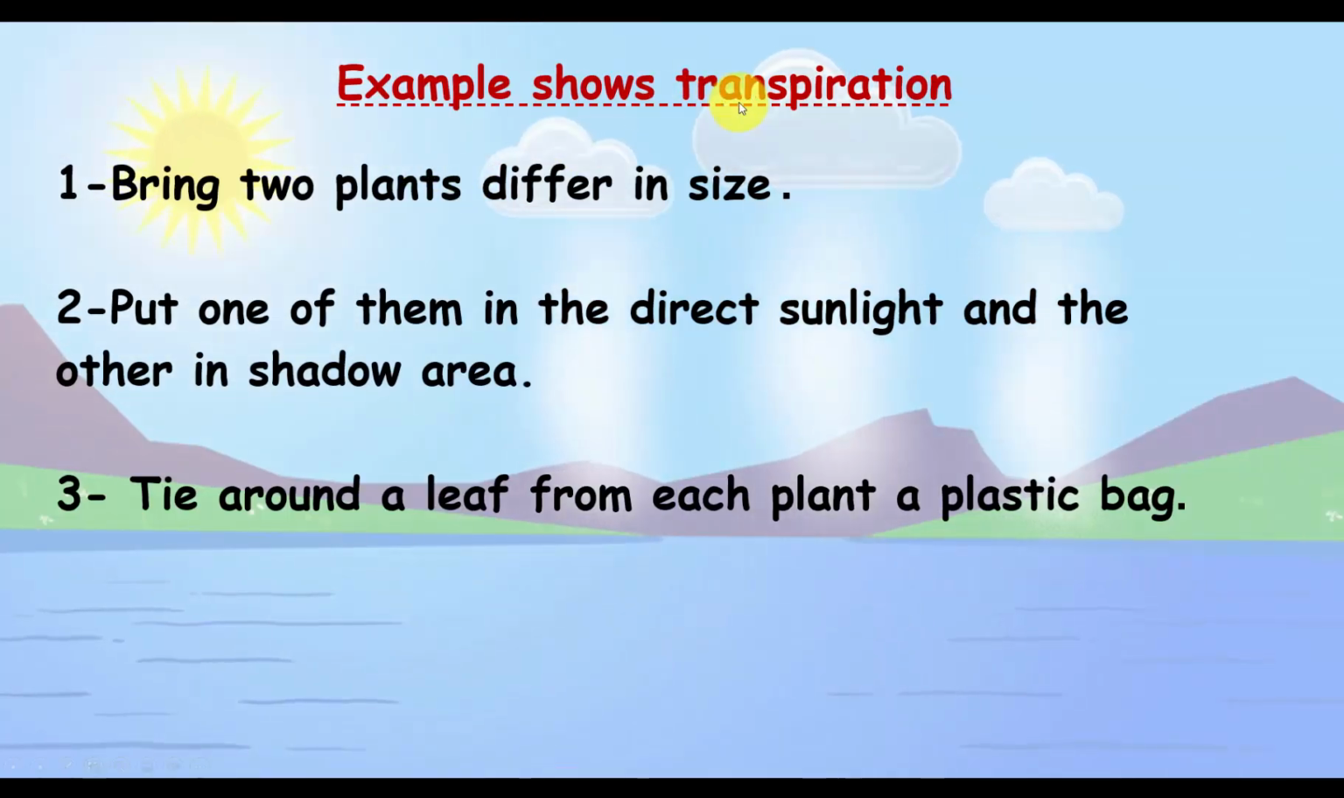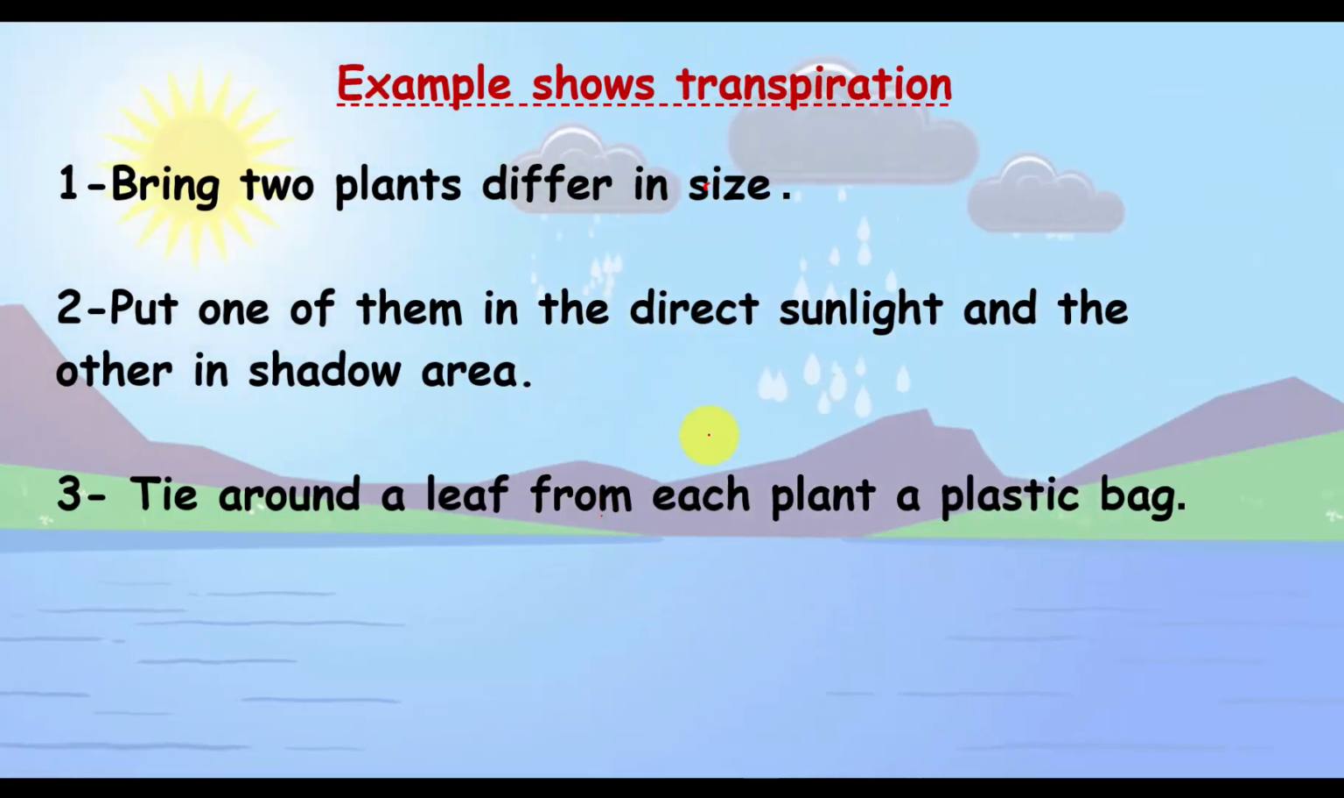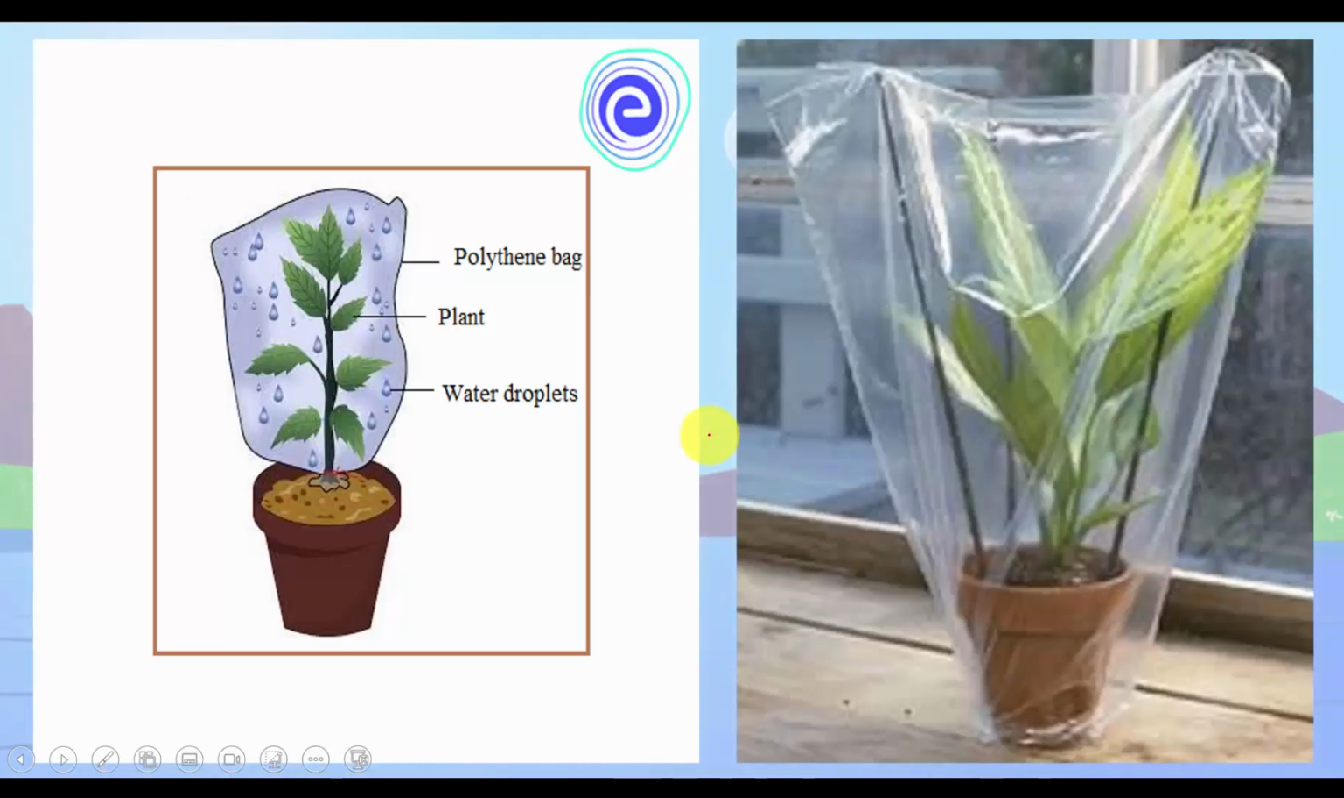Example that shows transpiration: bring two plants of different sizes. Put one of them in direct sunlight and the other in a shaded area. Which of them do we expect will give us water vapor? Right, direct sunlight would give us water vapor in the form of transpiration. Tie a plastic bag around a leaf from each plant, like this.